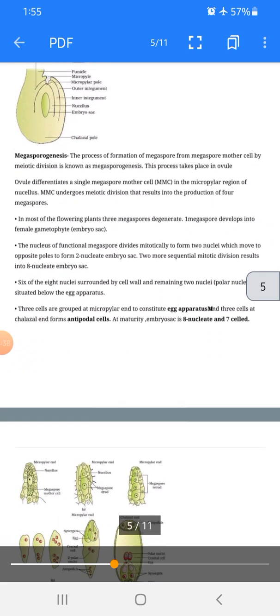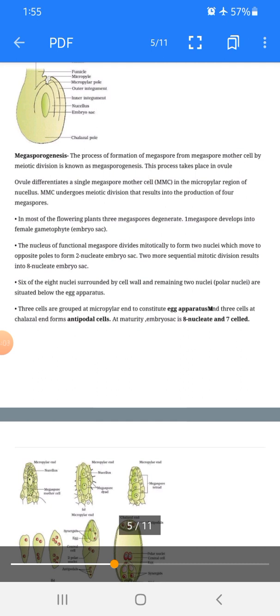Then megasporogenesis, it is the process of formation of megaspore from megaspore mother cell by meiotic division and this process takes place in ovule. Ovule differentiates a single megaspore mother cell in the micropylar region of nucellus. Then MMC undergoes meiotic division that results in the production of 4 megaspores.